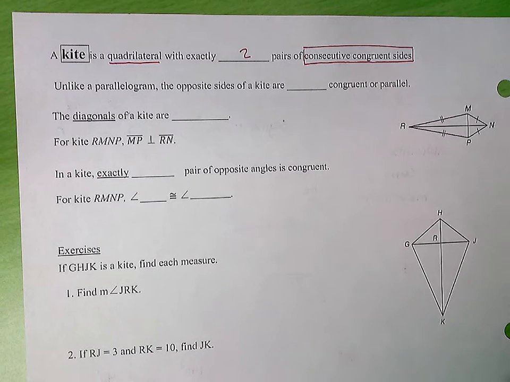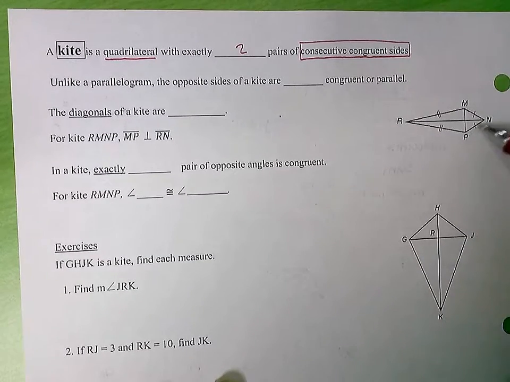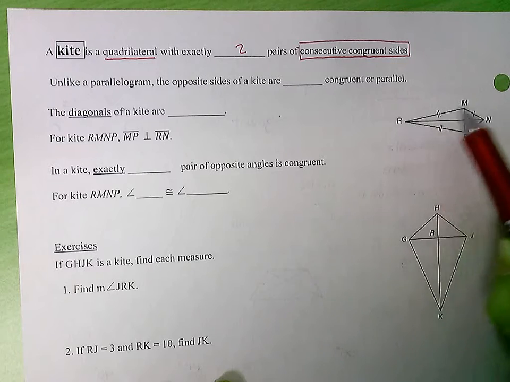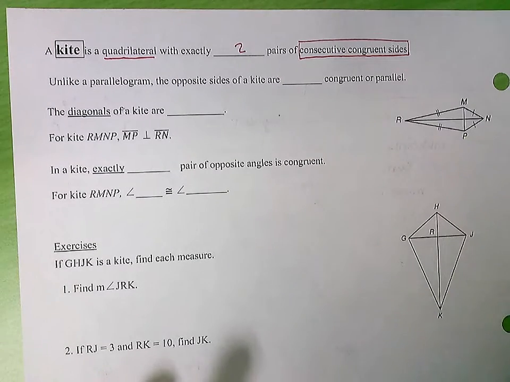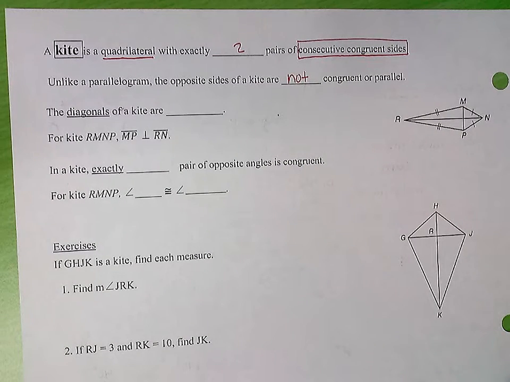So your sides next to each other are going to be congruent. If I look at my picture, my consecutive sides here are MN and NP. Those two are next to each other, and they're congruent. So are RM and RP, next to each other and congruent. So it's not your opposite sides, it's your sides next to each other. Unlike a parallelogram, the opposite sides of a kite are not congruent or parallel. So this is not a parallelogram. There are no sides parallel to each other. A trapezoid had 1 pair of parallel sides; a kite does not have any parallel sides.